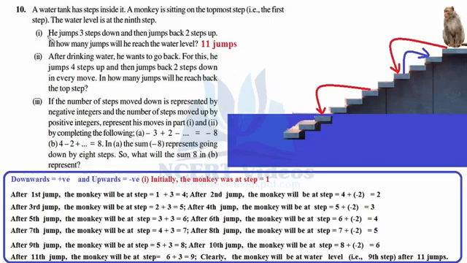Here's the question. He jumps 3 steps down and then jumps 2 steps back. Okay. He's a kind of notorious monkey. First he steps 3 steps and then he moves 2 steps back. So finally he'll be at this position. Now, in how many steps will he reach the water level?